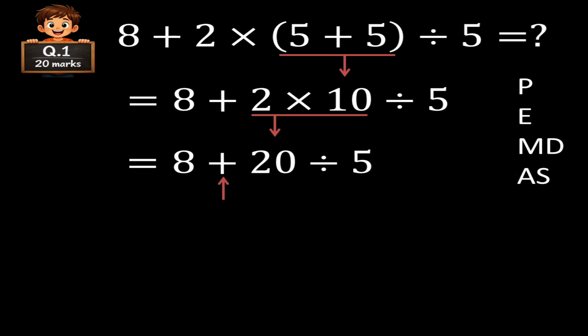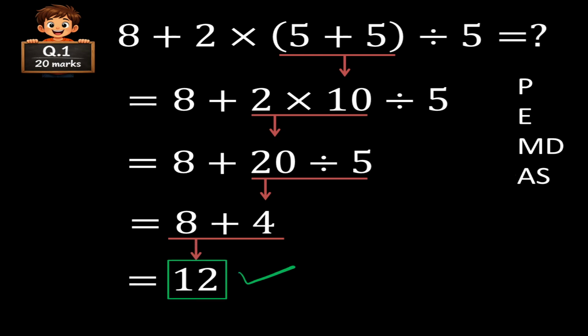Now we have one addition and one division. So first we have to solve this division. So 20 divided by 5 is equal to 4. So the expression becomes 8 plus 4. Now 8 plus 4 is equal to 12. So our correct answer is 12, right?